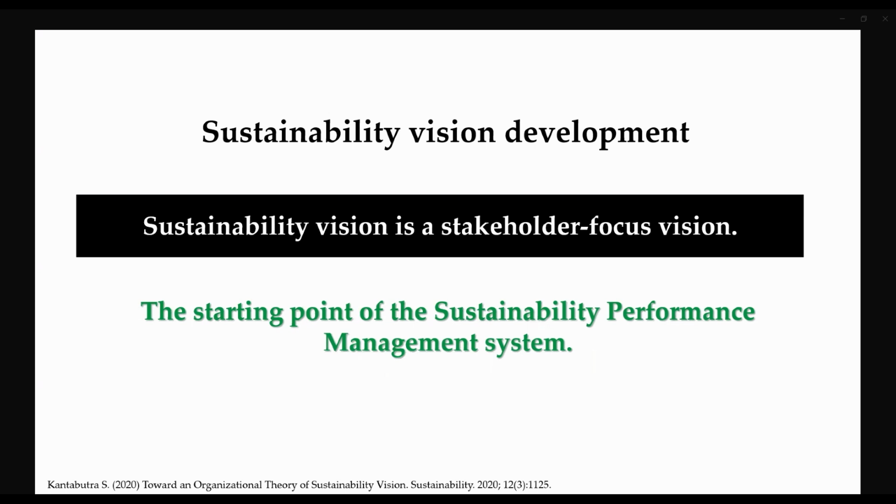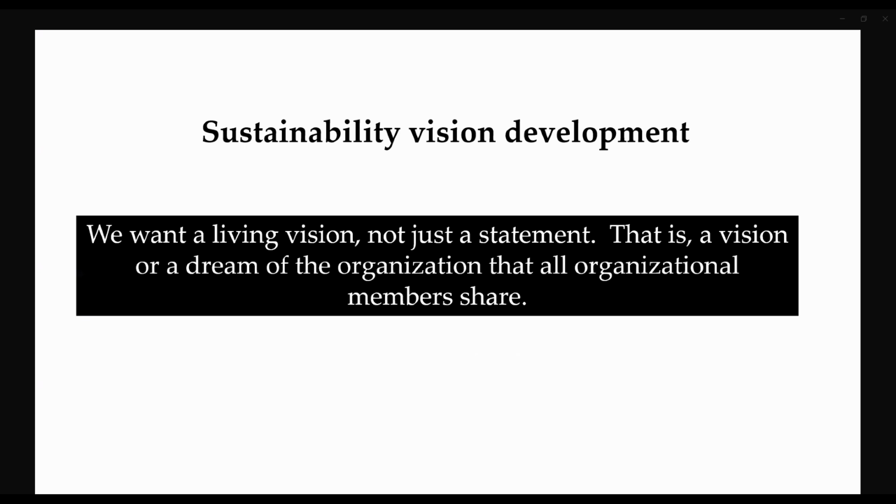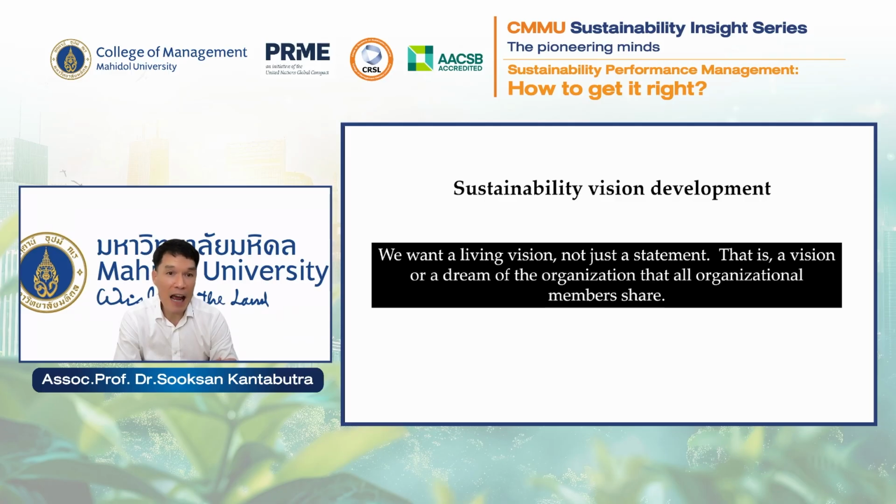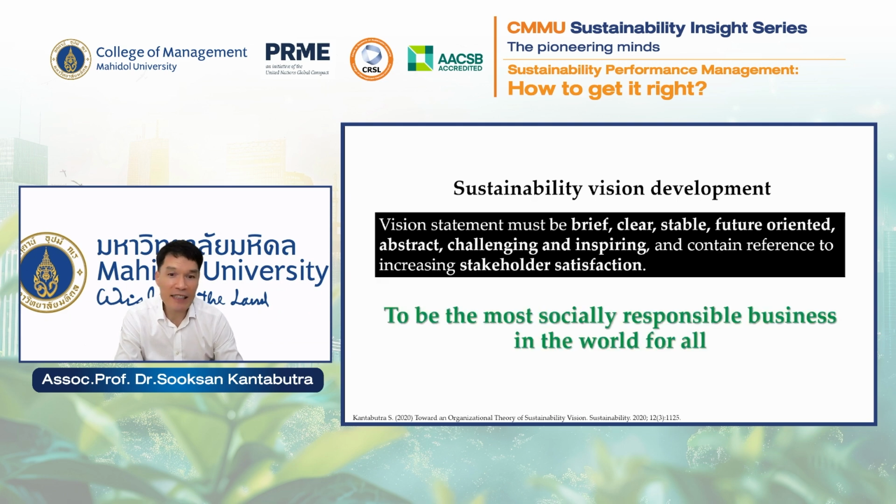You have to make sure, number one, your vision addresses stakeholders, right? Now, many companies have such a vision, but they are not living visions. In our study, in many case studies, we observe that the visions of sustainable companies are not simply a statement. They are living visions. It is the vision that they live, that they use to guide their organizational activities. So we have to make sure that our vision is a living vision, not just a statement. How can you do that? We need to communicate. Okay, we're going to talk about that very soon. So that is the vision part.